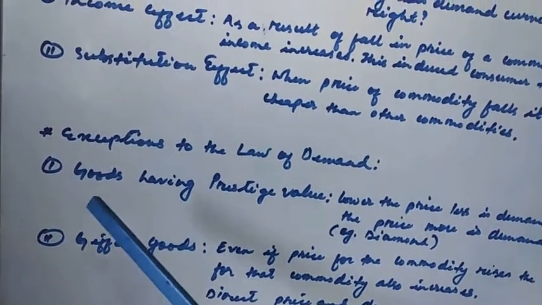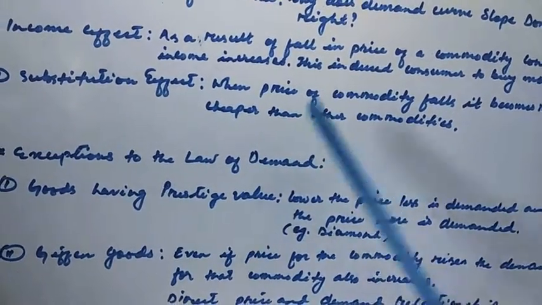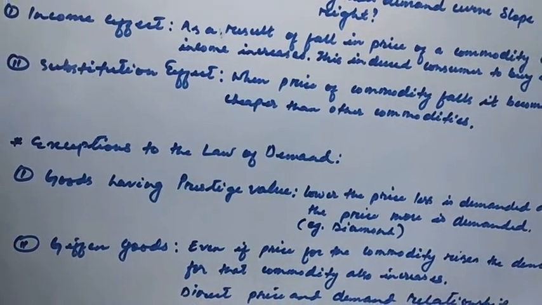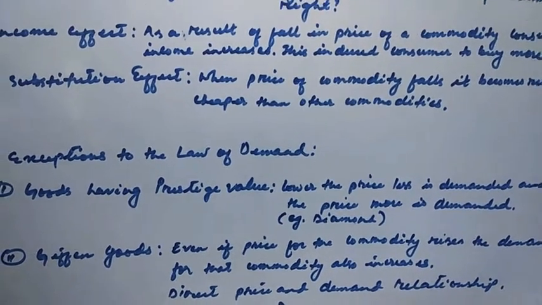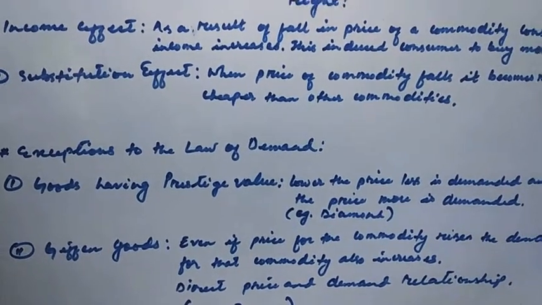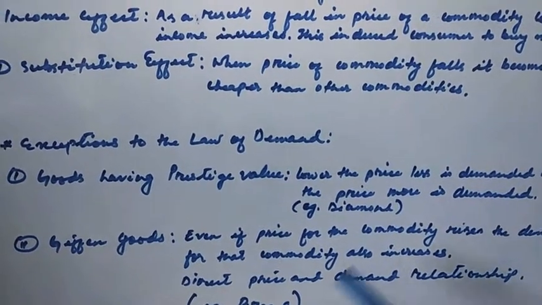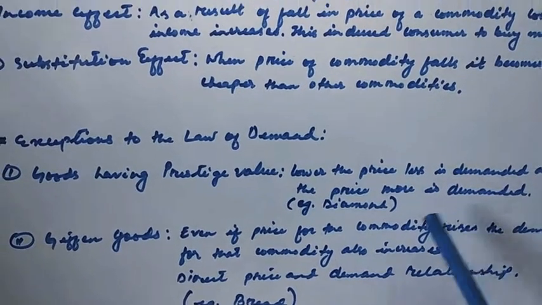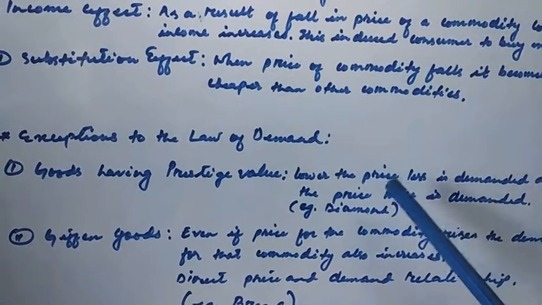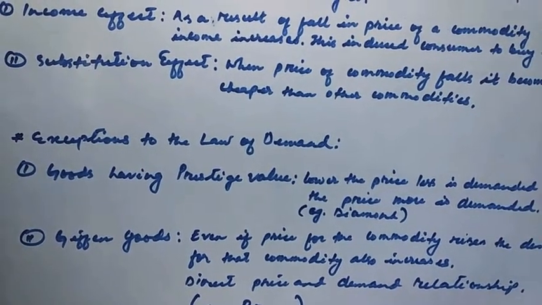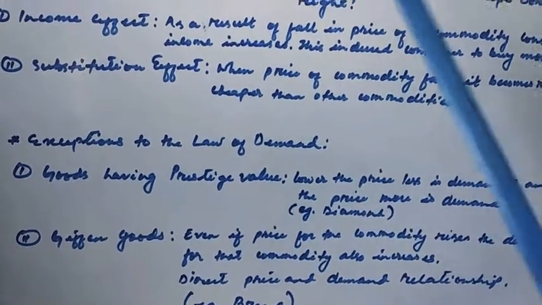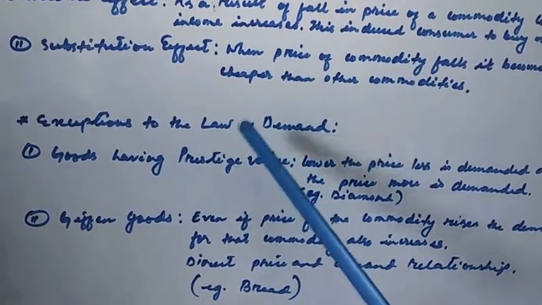Number one is goods that have prestige value, and then Giffen goods. In these two cases, the law of demand does not hold true. It is saying otherwise. So what does the law of demand say? When the price of a commodity falls, quantity demanded increases, and when the price of a commodity increases, quantity demanded for that commodity decreases. So that is the law of demand. But that law will not hold true in these two situations.